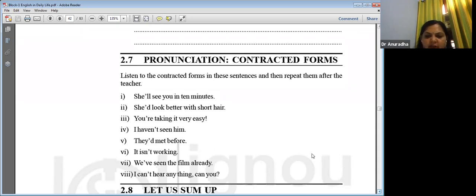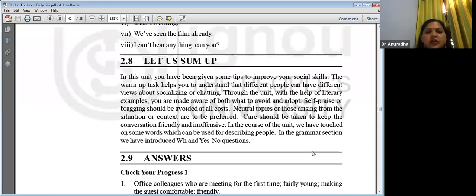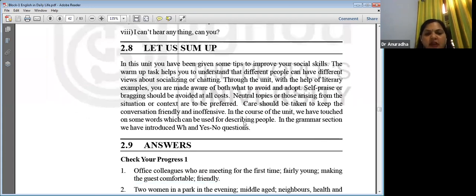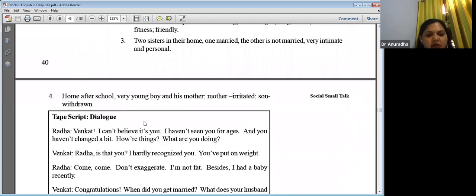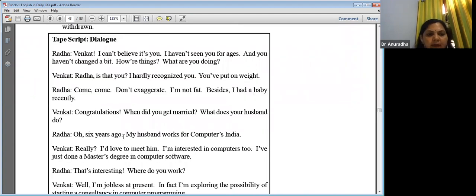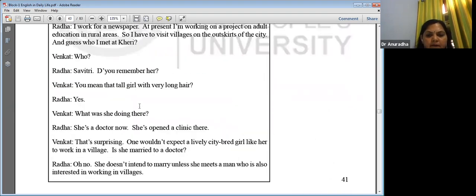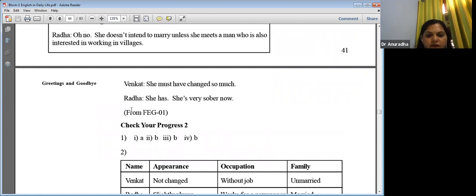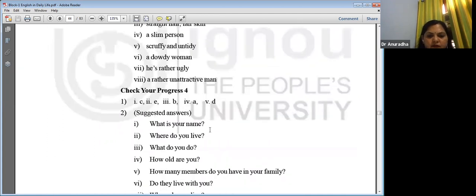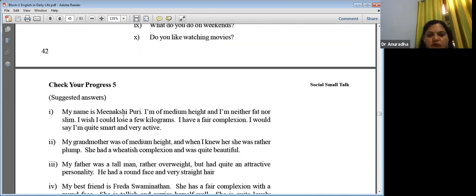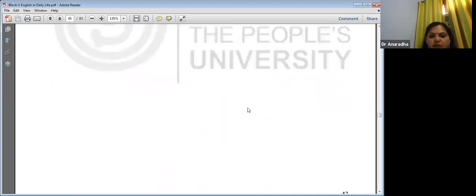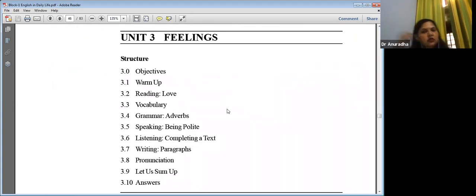So let us sum up. In this unit, you have been given some tips to improve your social skills. And by practicing, you can do more. So you can also check your progress. So let us do unit 3, feelings.